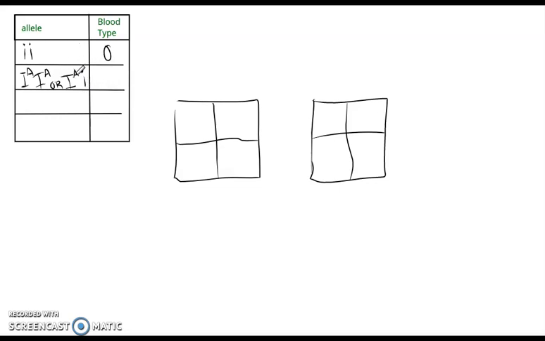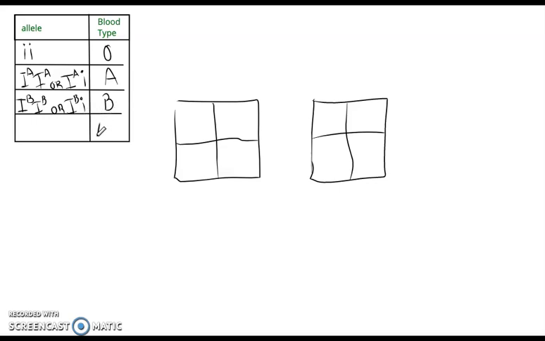Why can you have that second one? Because the lowercase i is a recessive allele. The uppercase I is more dominant, so it dominates over the lowercase, and you end up with blood type A. It's the same for blood type B: you've got uppercase I with the superscript B, or uppercase I with the superscript B and the lowercase i, and then you end up with blood type B.